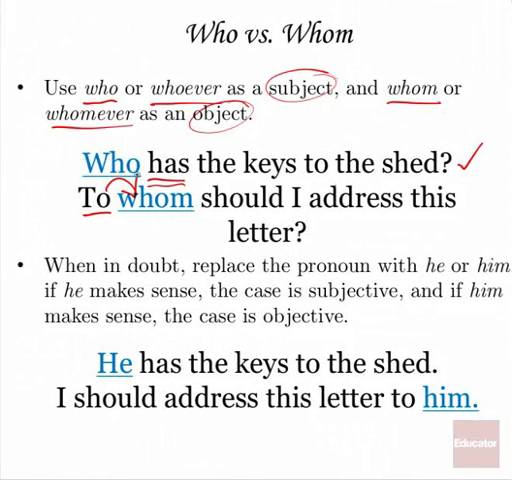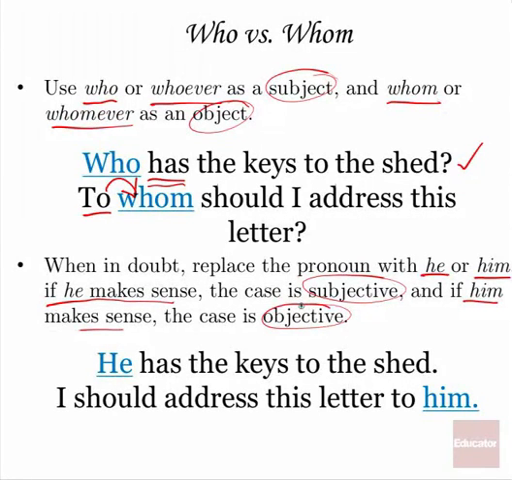All right, most people can't remember subjective case, objective case, all that stuff. So here is the trick that professional grammarians and writers use. When in doubt, temporarily replace the pronoun with either he or him. If he makes sense, the case is subjective. And if him makes sense, the case is objective. He has the keys to the shed makes just as much sense as who has the keys to the shed. I should address this letter to him.